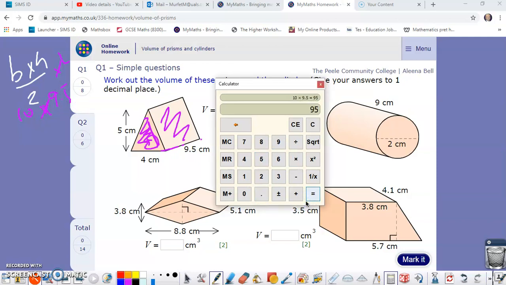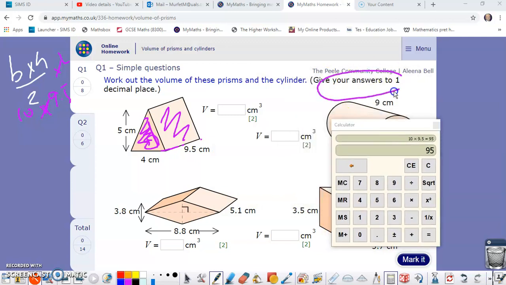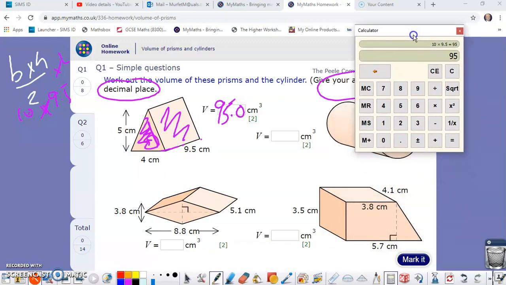Which gives me 95. Now if you notice this thing at the top here, it says give all of the answers to 1 decimal place. So even if it's a 0, you have to put it to 1 decimal place because that's what it's asked for. So in this case, it's going to be 95.0. Okay. All right. Number 2.